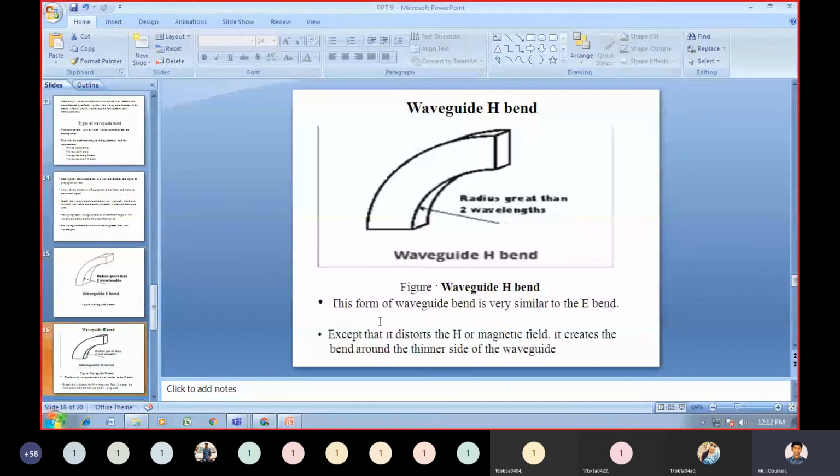Next, the second one is the waveguide H bend. This is also the same: the radius is greater than 2 wavelengths, with no change in that value. The form of this waveguide bend is very similar to the E bend, except that it distorts the H magnetic field, not the E field. It creates the bend around the thinner side of the waveguide.